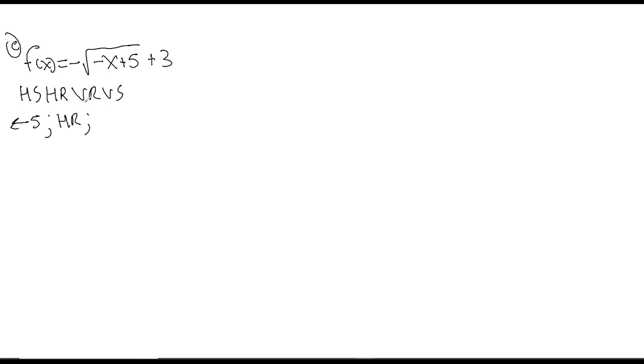Is there a vertical reflection? Well, yes, there is a negative outside of the core function. So yes, there is a vertical reflection. Is there a vertical shift? Remember, vertical stuff's outside. Well, there's that +3 that I almost forgot to write. So there is a vertical shift, and that's up 3. Not down 3, up 3. Horizontals are backwards, verticals are not. So those are the 4 steps we're going to have to do.